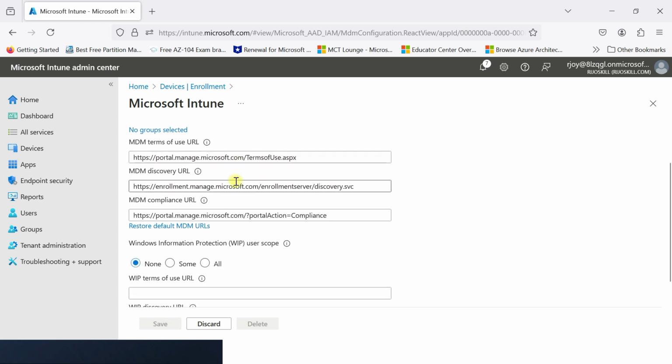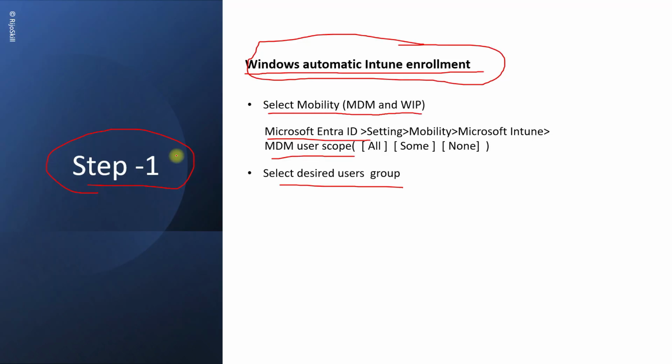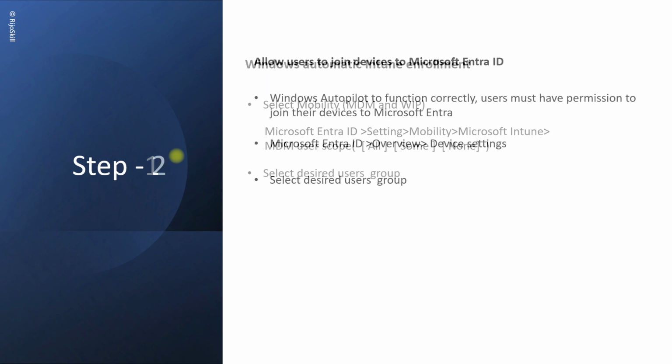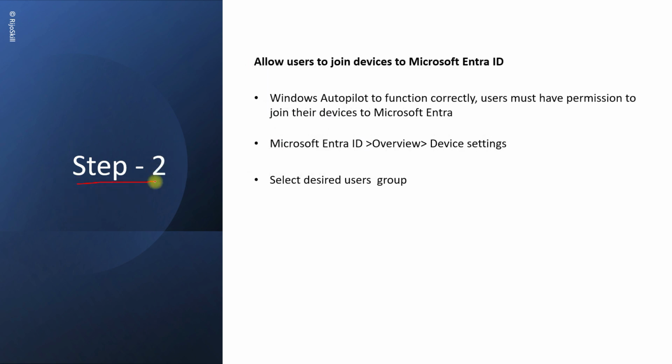Now we will go for step 2. Okay, step 1 we completed, and now we will go for step 2. You can see here what step 2 is: allow users to join the device to Microsoft Entra ID.